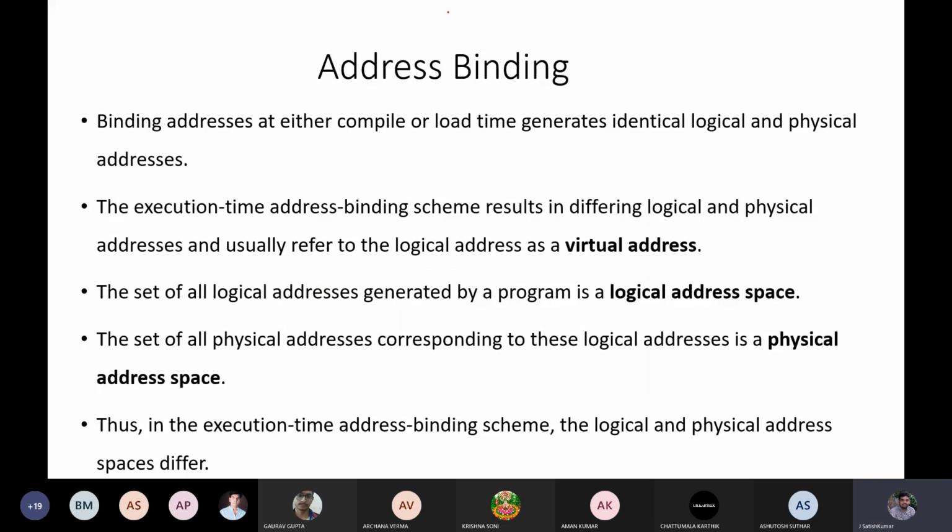Now let us see this. The binding of addresses at either compile time or load time generates identical logical and physical addresses. But the execution time address binding scheme results in differing logical and physical addresses.